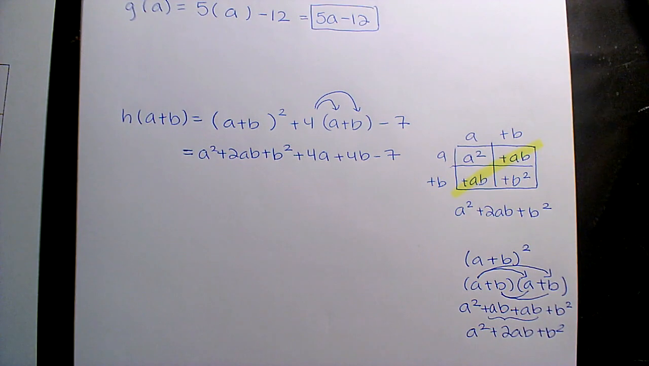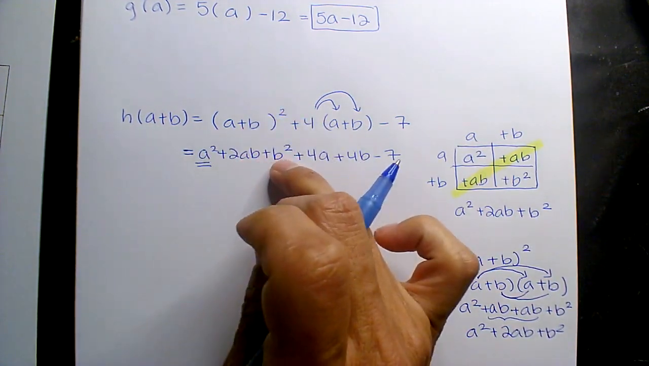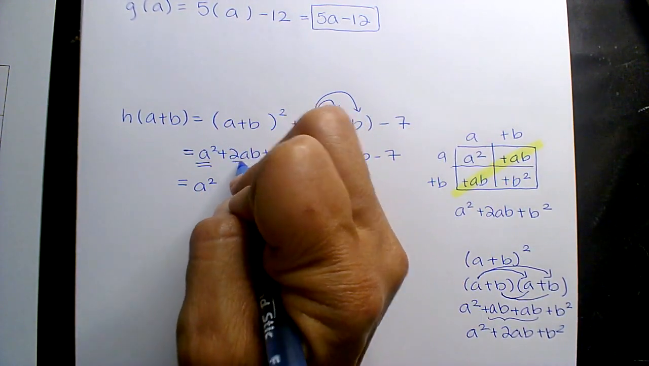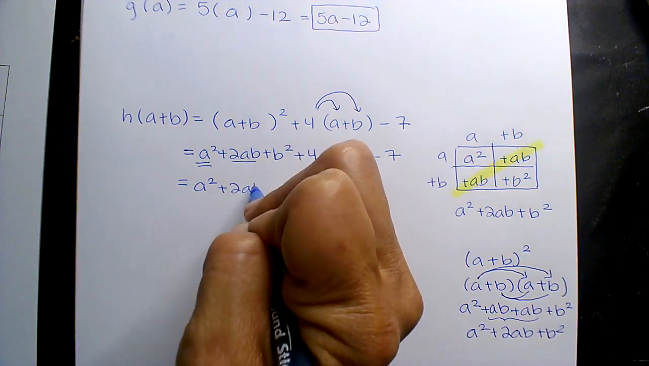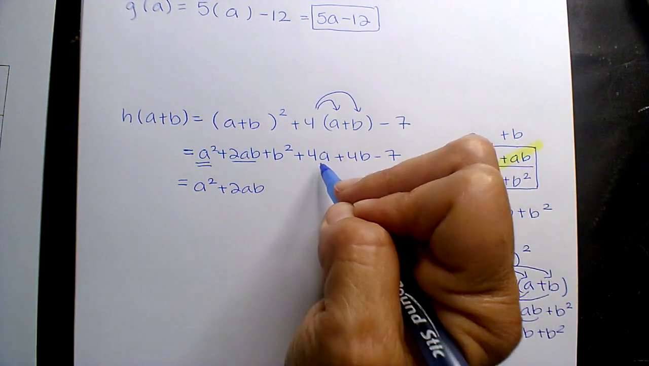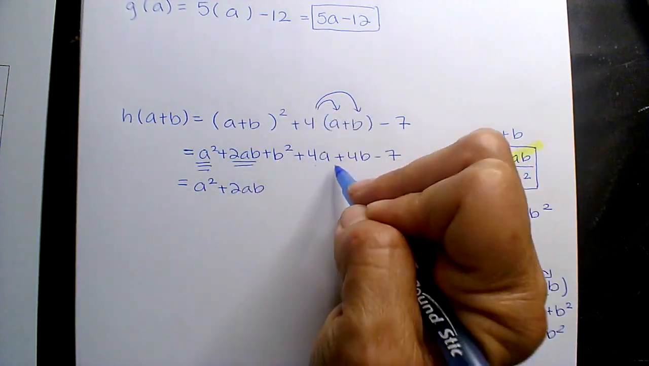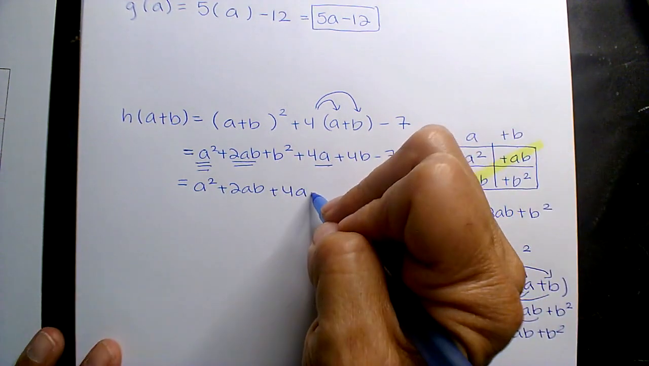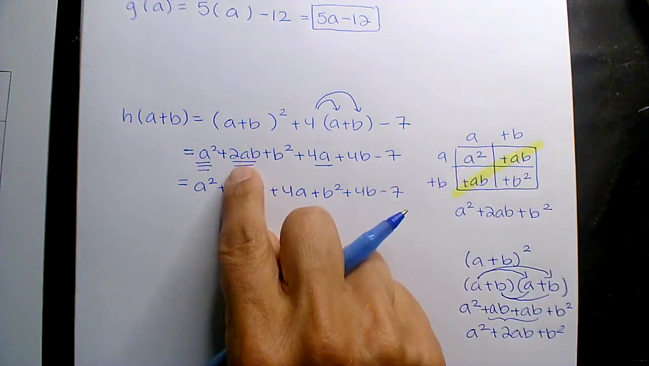Keep going? Yeah? Okay. I have a squared. That's it. I have ab. That's it. Then I have 4a, and then you have nothing. You could just keep it. I guess you could have just kept your answer that way.